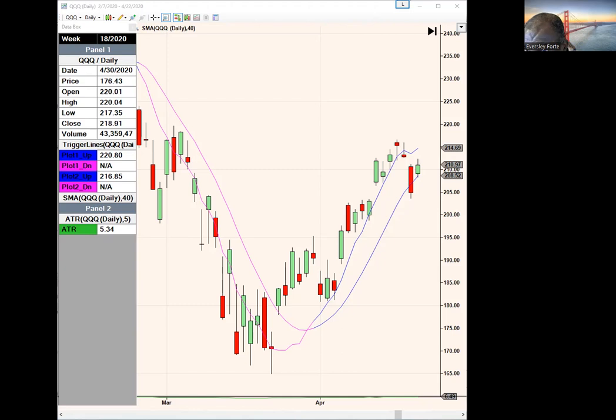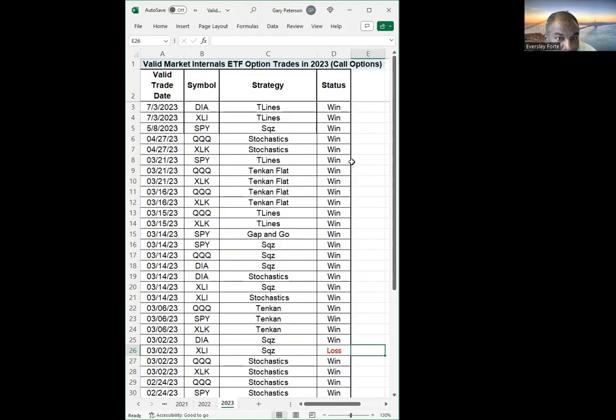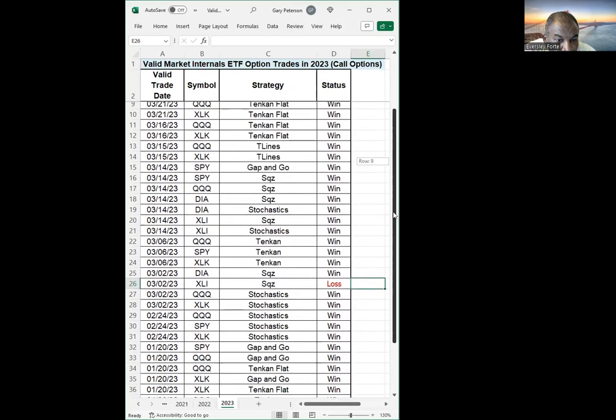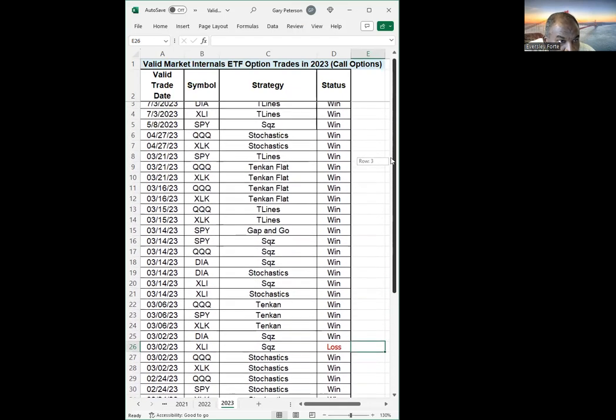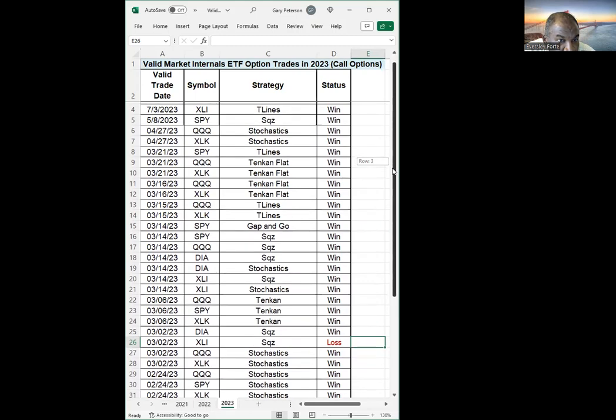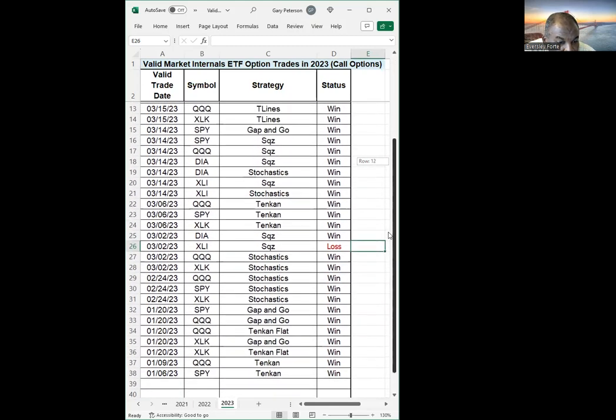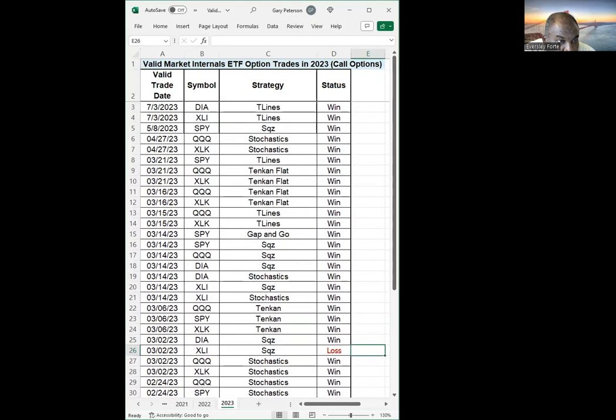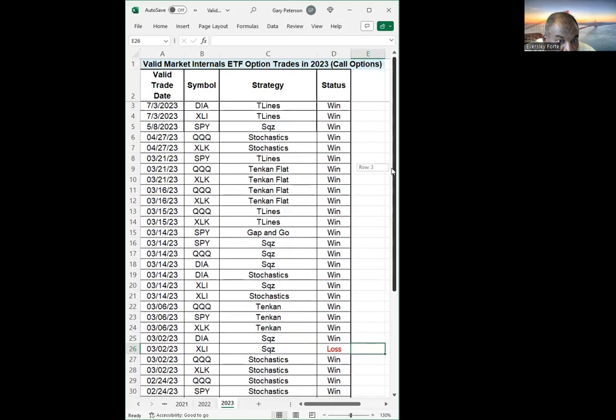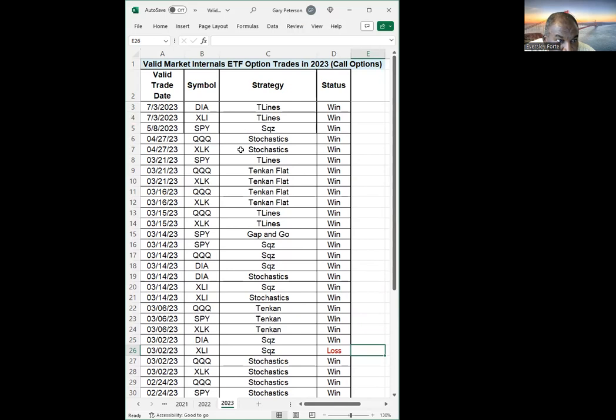Let's see. All right, this is the trades for this year so far. We have 30-something trades and 1 loss. And this is right through beginning of July. These are the dates so far valid this year. It's just been a great year, another great year for the market internals.